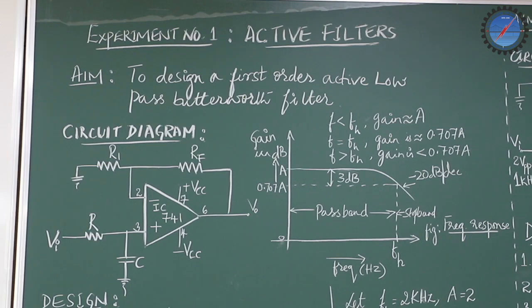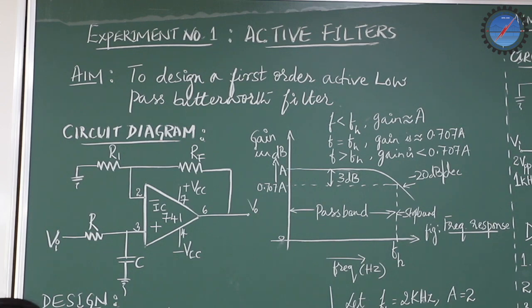Filters can be built using both passive and active components. They can be built from passive RLC components. RLC stands for resistor, inductor, and capacitor. Such types of filters we call passive filters. Generally, passive filters are used above 1 megahertz, and they don't have a power gain, and also it is relatively difficult to tune them.